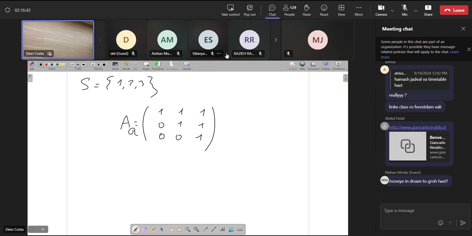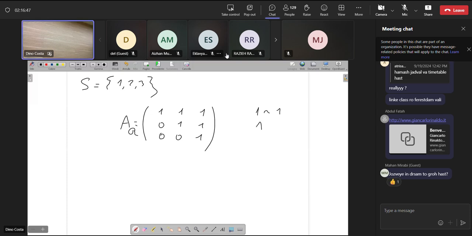It is satisfied with 1 and 1, 1 and 2, 1 and 3. Then it is satisfied with 2 and 2, 2 and 3, and 3 and 3. It is less than or equal to. So this is the related relation: the relation is this one, less than or equal.